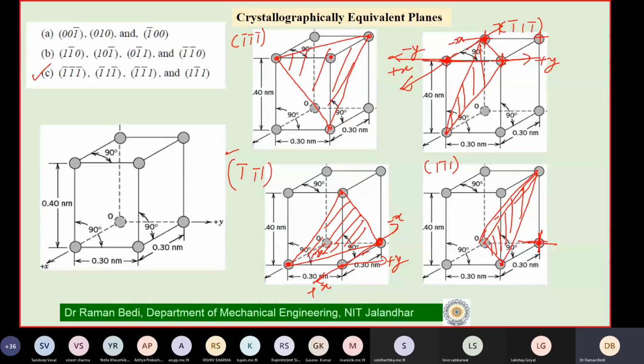So this was the last slide which I shared yesterday, where we talked about how you locate different planes if the Miller indices of the planes are given, and then how you decide whether they are crystallographically equivalent or not equivalent. So I hope you have gone through this.